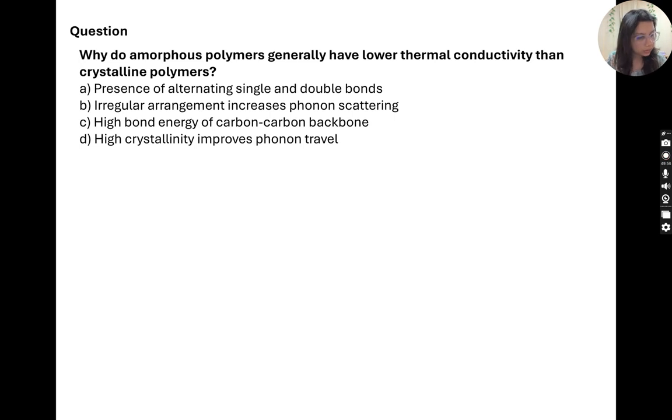Okay, so what is phonon? A phonon is the particle which can transfer heat or energy, and which is responsible for carrying heat through a material.